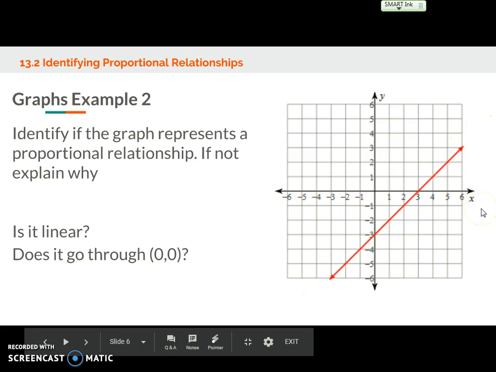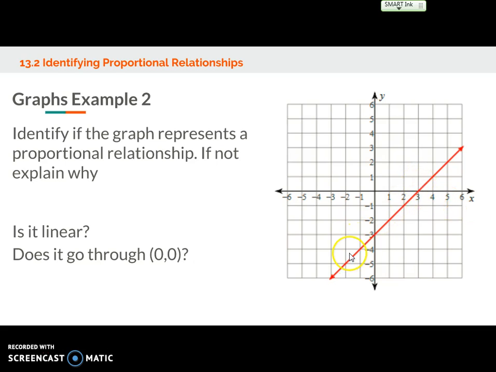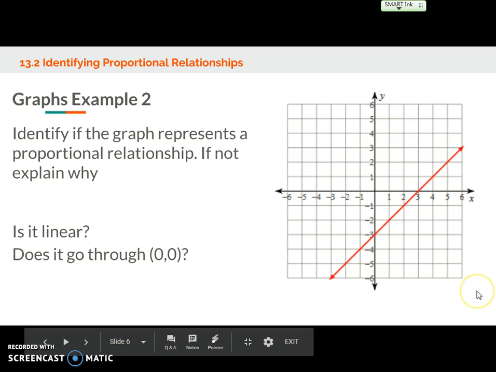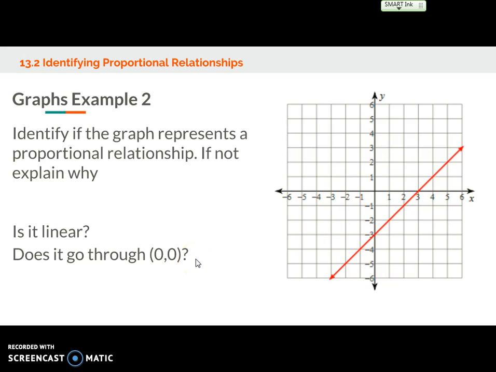All right, so number one, is it linear? Yeah, that's a straight line, right? We're not going up and down all over, or curved. Number two, does it go through the point (0, 0)? Oh, this one does not. So this is not a proportional relationship.